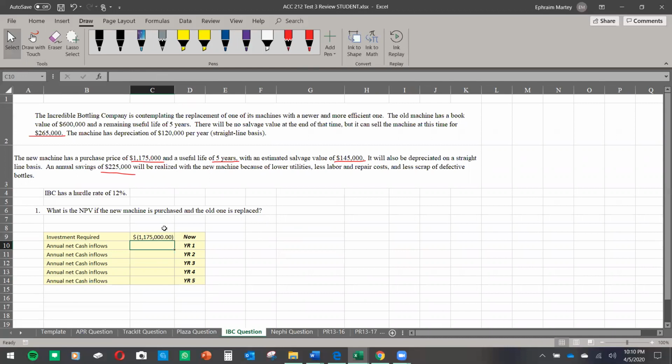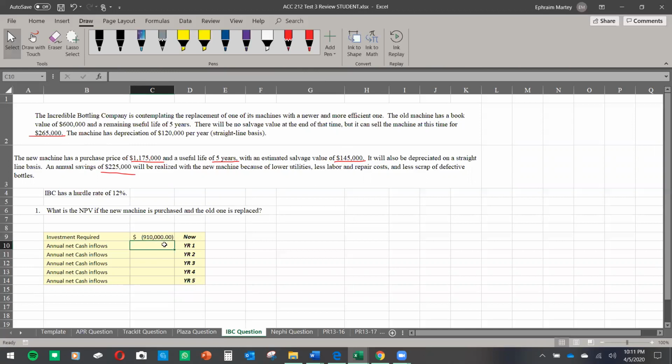Okay, but luckily, because we buy the new machine and replace the old one, we are going to get rid of the old machine, which at this time is worth 265,000. So we'll get that cash coming to us. So that will be a cash inflow. Okay, so that will reduce how much we need to invest. Okay, so we have 265,000. Okay, so we are actually going to spend 910,000 on the machine.